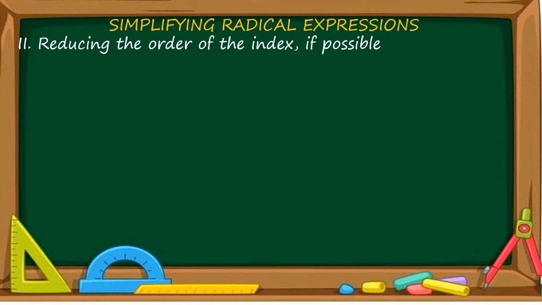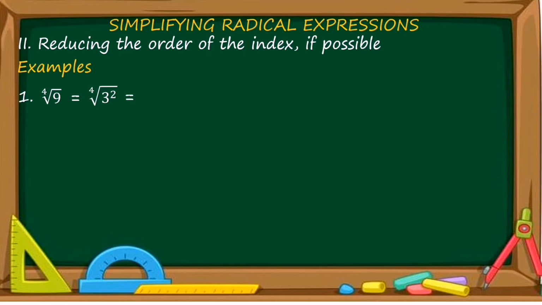The next process is reducing the order of the index if that is possible. An example is the fourth root of 9. 9 in exponential form is 3 raised to 2. So it is written as the fourth root of 3 raised to 2. As you notice, the index, which is 4, and the exponent of 3, which is 2, are both divisible by 2, meaning we can simplify them.